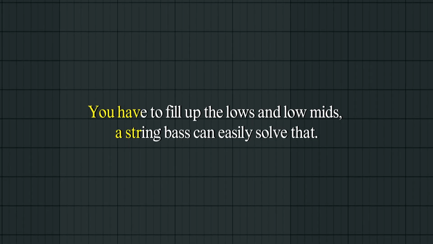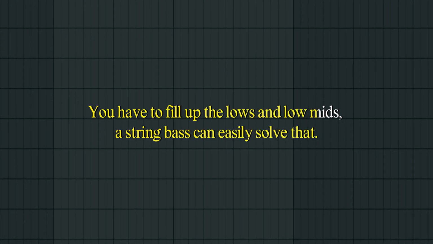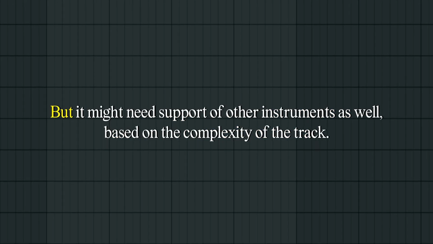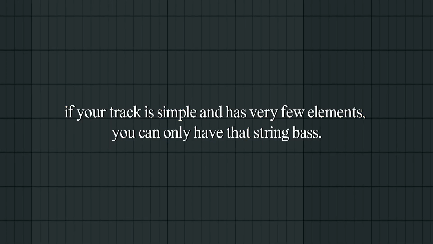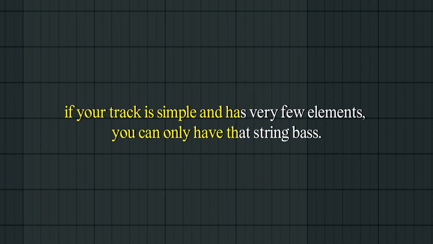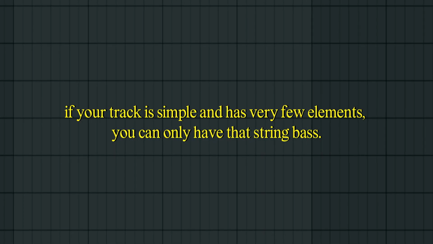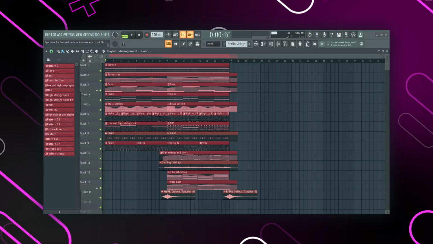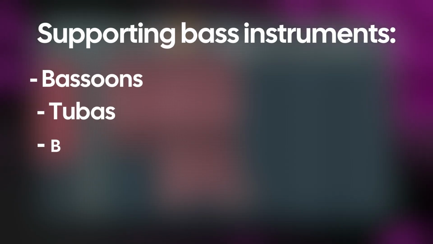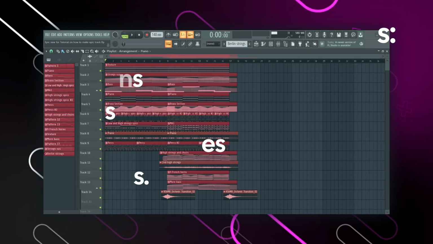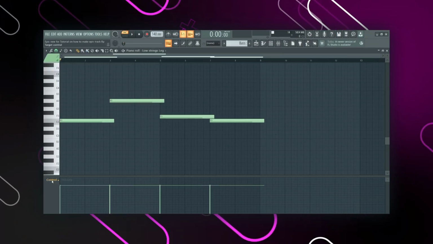You have to fill the lows and low mids. A string bass can easily solve it, but it might need support of other instruments as well, based on the complexity of the track. If your track is simple and has very few elements, you can only have that string bass. And if you have more elements like we have in this video, you will have to use supporting bass instruments like bassoons, tubas, bass trombones, or even a sub bass. In our case, we are using a string bass.